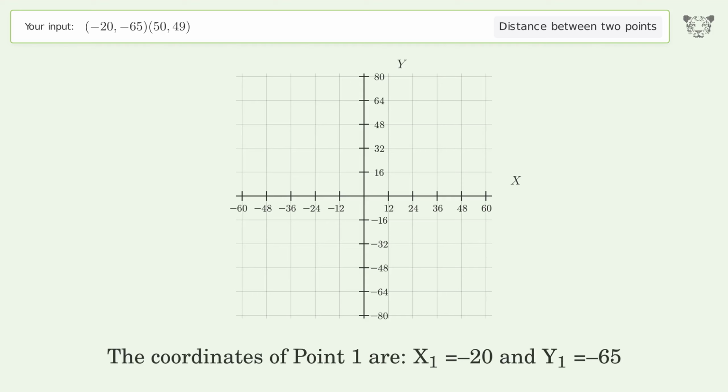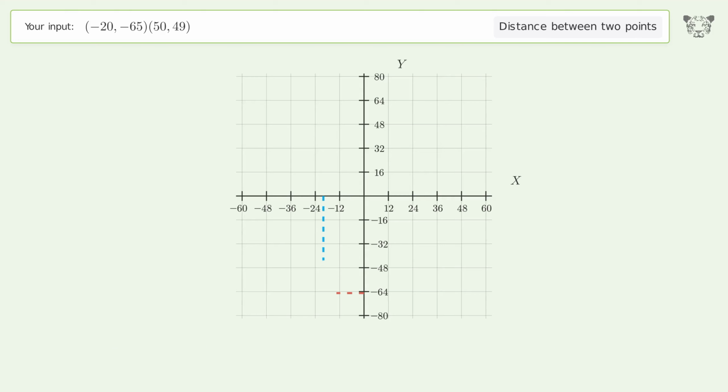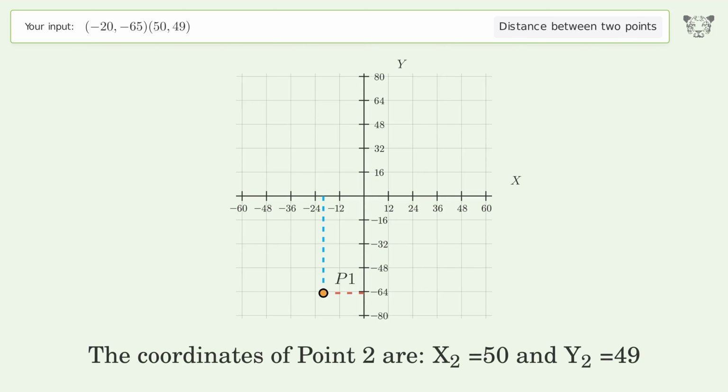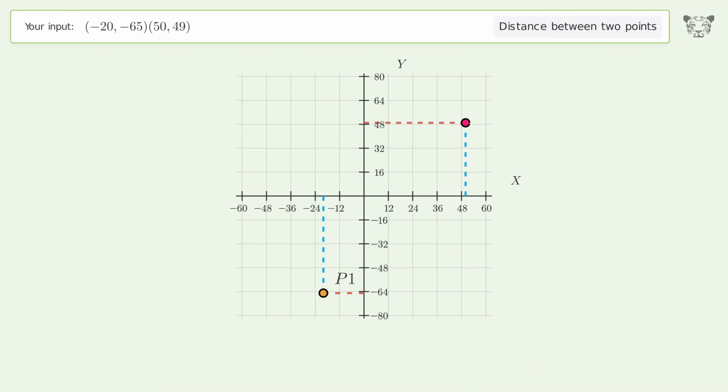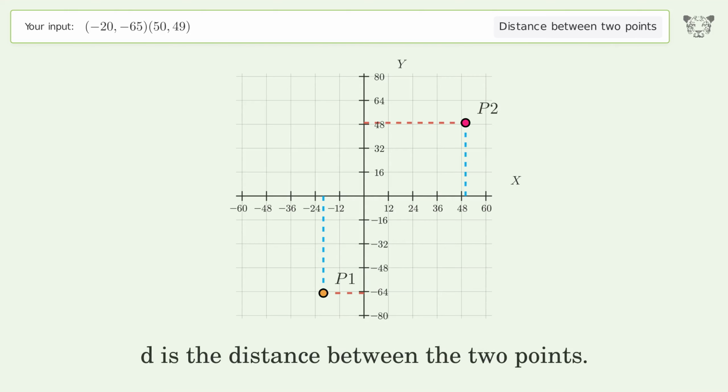The coordinates of point 1 are, x1 equals -20 and y1 equals -65. The coordinates of point 2 are, x2 equals 50 and y2 equals 49. D is the distance between the 2 points.